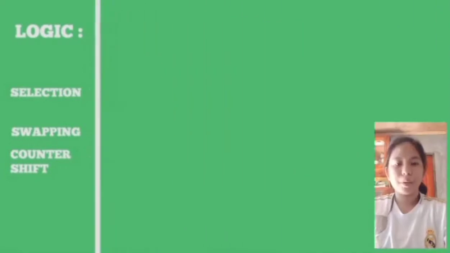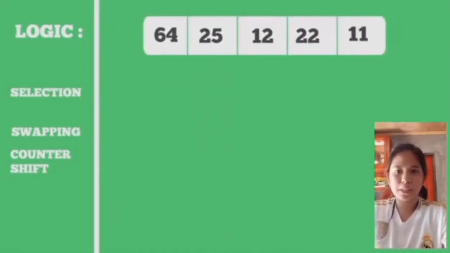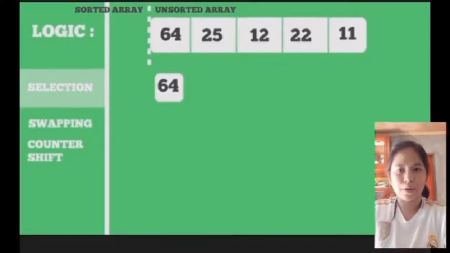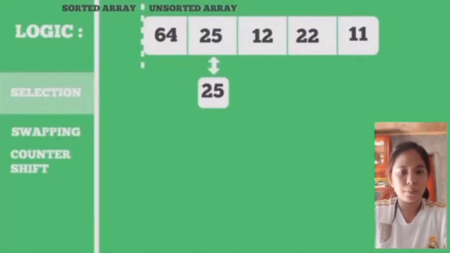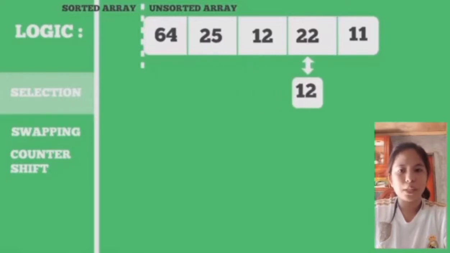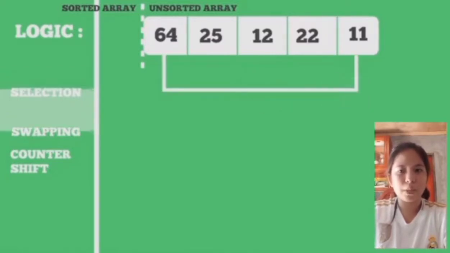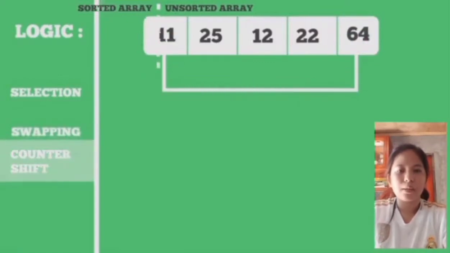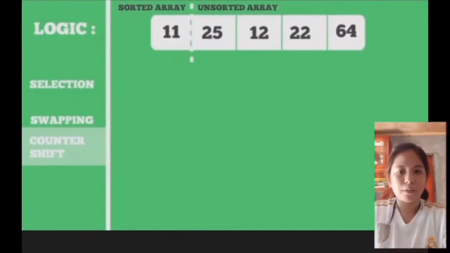This is the example of selection sort. We have 64, 25, 12, 22, 11. The first element is 64. In the next part, we must find the smallest number from the remaining array, the smallest number from 25, 12, 22, 11. So the smallest number is 11. So we replace 64 by 11, counter shift. The new array is 11, 25, 12, 22, 64.